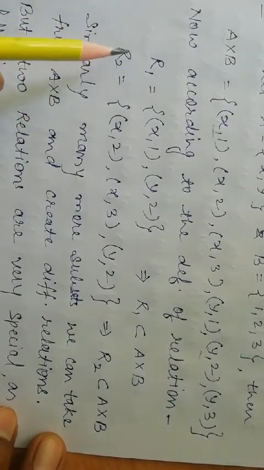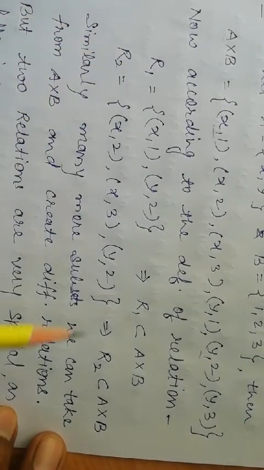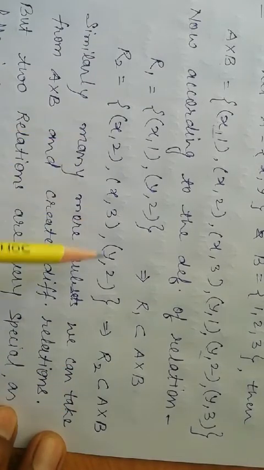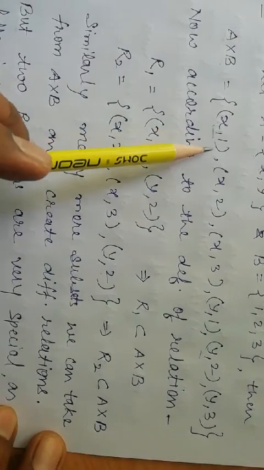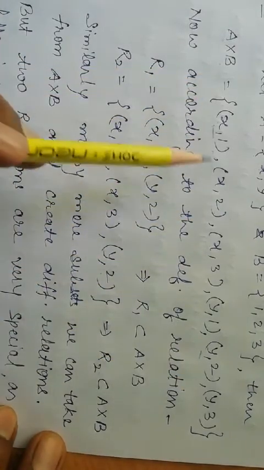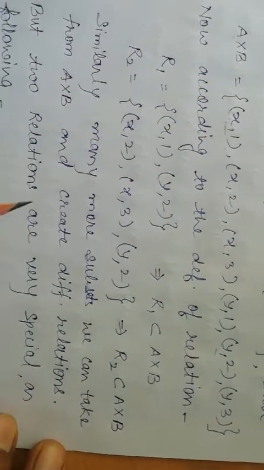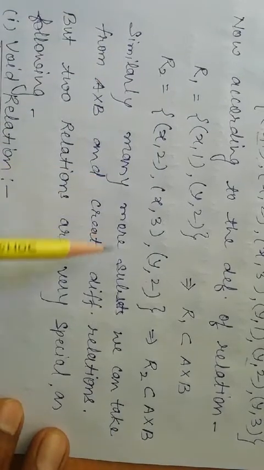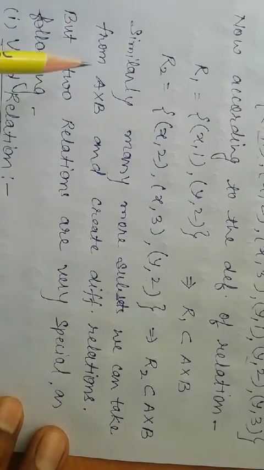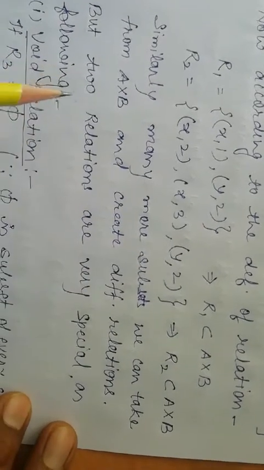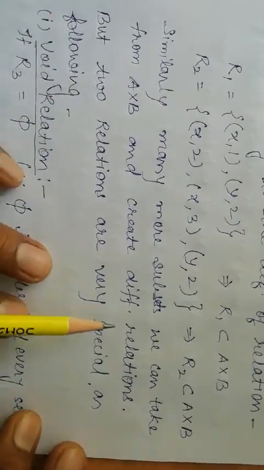Now R2 is the second relation I am going to consider, and R2 is also a subset of A cross B. Look here, these three ordered pairs I have taken, and all three belong to this A cross B. So this is the second relation. Similarly, we can take many more subsets from A cross B and create different relations. But two relations are very special, as follows.